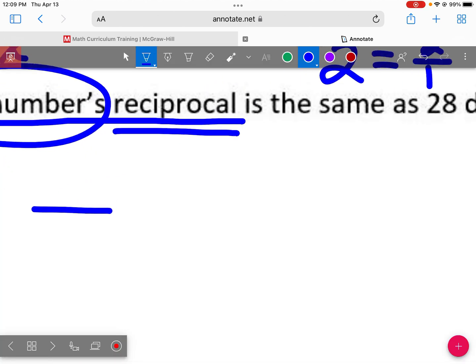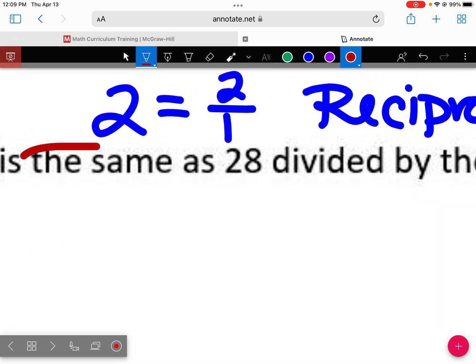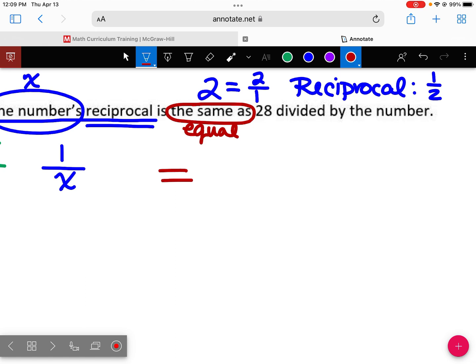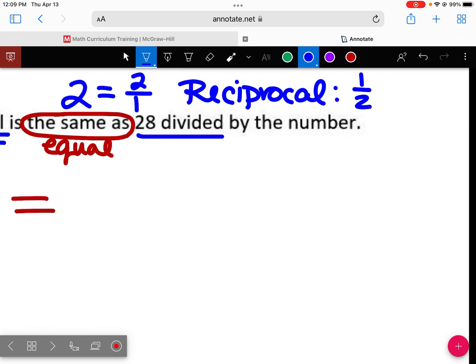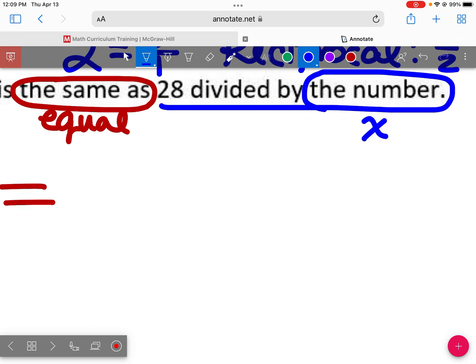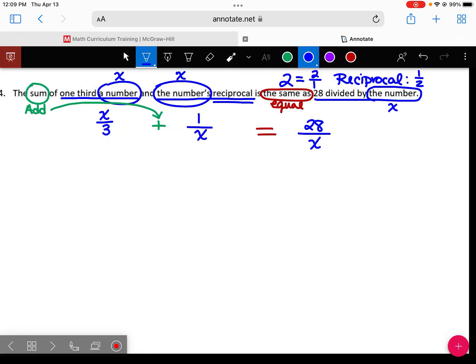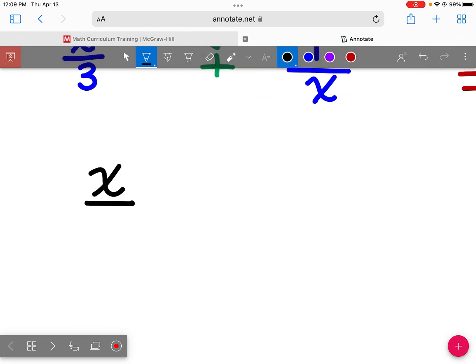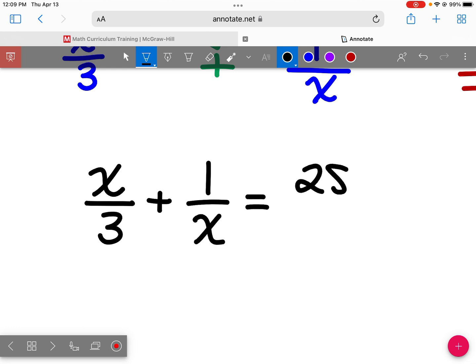So I have 1 over x is the same as. What does the same as mean? Equal to. 28 divided by the number. What is the number? X. So what does this look like? 28 over x. There's my equation. Is that all we have to do? X over 3, we're going to solve it, plus 1 over x equals 28 over x.